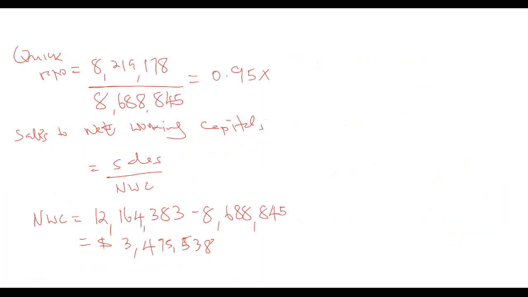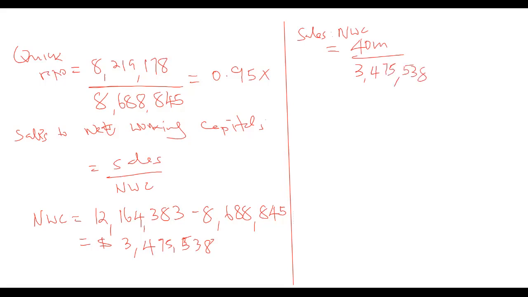Therefore, to get the ratio, sales to net working capital will be equal to sales, which is 40 million, the target sales, divided by the net working capital, 3,475,538. To give us how much? 11.5 times. Now, what does that mean?